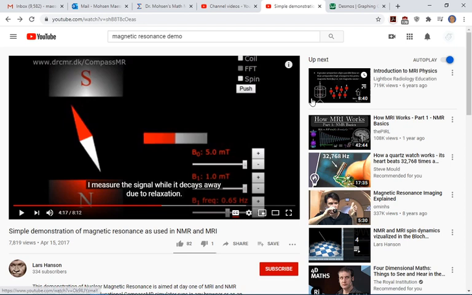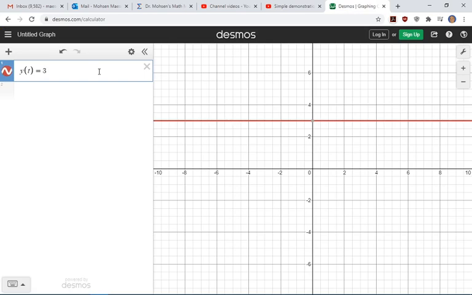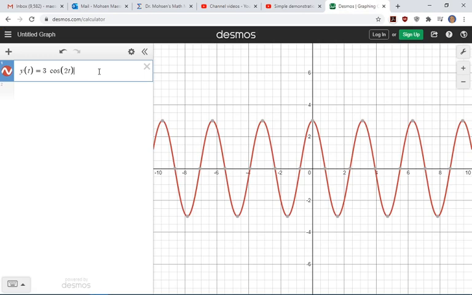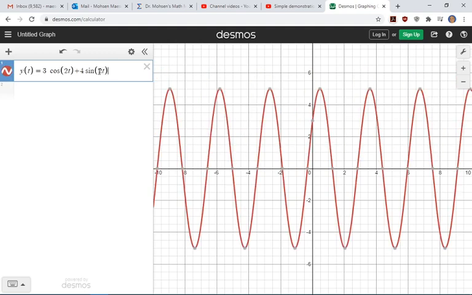Let's go and check your idea against Desmos. Suppose I have y of t equal to, well, a and b we didn't determine, but just pick any number you want, it doesn't make a difference. Say cosine of 2t. Okay, it looks like a nice oscillatory function. If you want to throw in another one, sine of 2t, well, still a nice wave, nothing unusual about that.